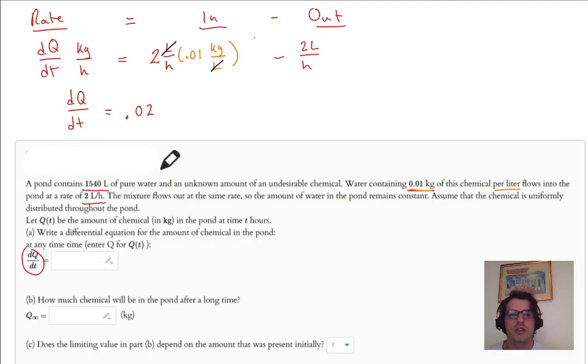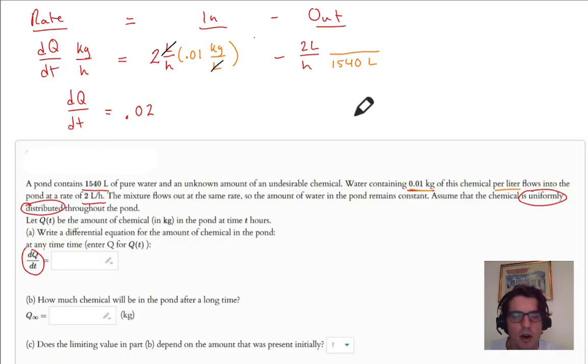We know it's going out at 2 liters per hour, but what is the concentration? The concentration depends on the amount of chemical we have in the tank or in the pond, the total amount, and the amount of water in the pond, because it says it's mixed, evenly or uniformly distributed. So if we find the kilogram amount and divide it by the liter amount of volume, we should have that concentration. So we do know the whole pond is 1,540 liters.